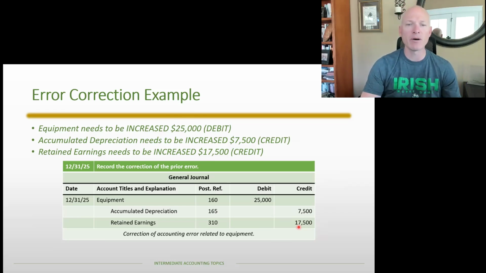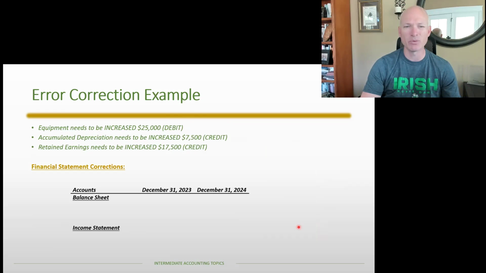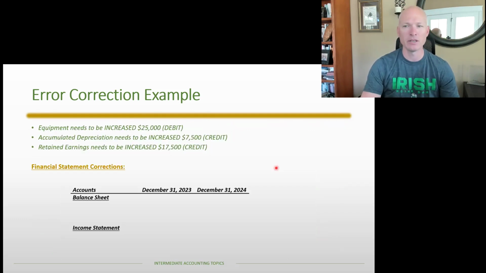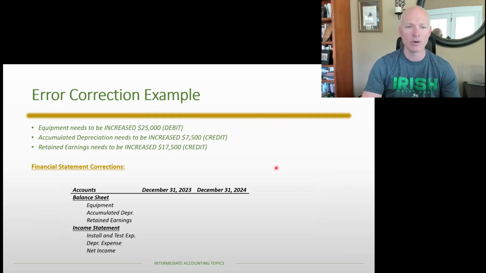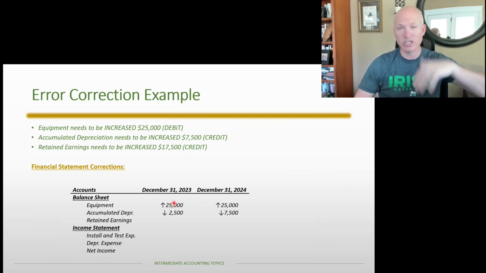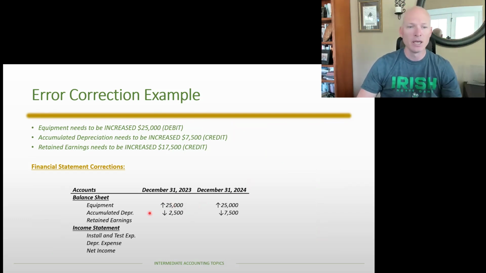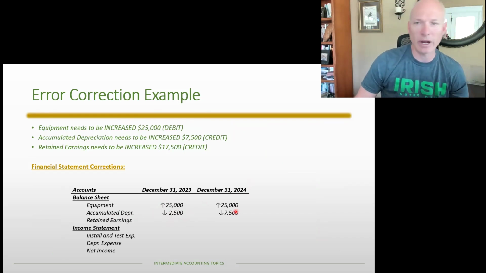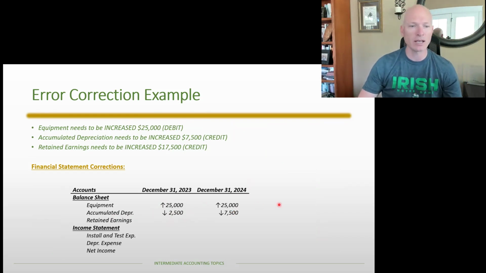And so when we think about the way the financial statements are impacted, we did it side by side, so you can kind of see this here. I'm quantifying it in this final slide, taking all of our accounts. We can see that, obviously, equipment now needs to be corrected. It's going to be stated $25,000 higher. Accumulated depreciation is a negative number, so we're going to decrease it. It's going to be more negative in the first year and even more negative in the second year to correct for under depreciating the asset.